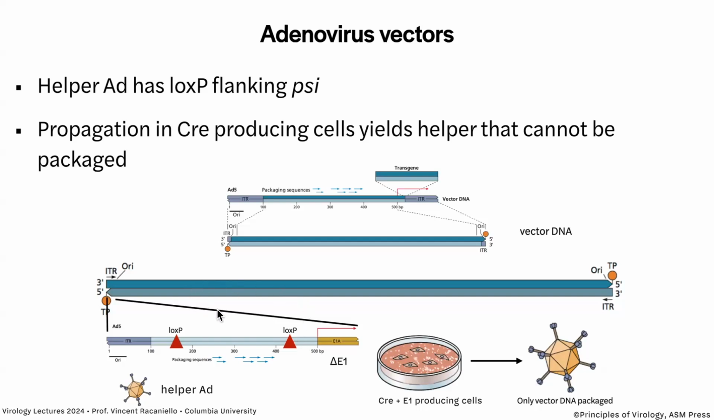So when this DNA is put into cells, these cells are producing E1, so that this DNA can replicate. The recombinase, which is also produced in the cells, will cut out the packaging sequences from the helper, so the helper will not be packaged. But the helper will make capsid proteins that will package the vector shown at the top here. So that's done because you don't want the helper DNA to be packaged.